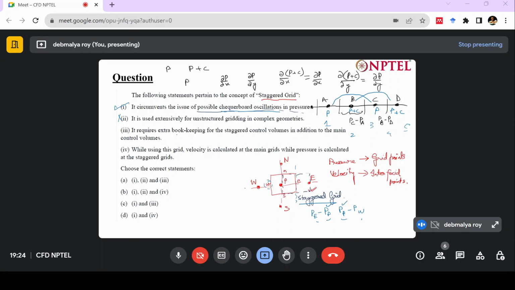It requires extra bookkeeping for the staggered control volumes in addition to the main control volumes. Now, this statement is true because we would need to understand where the staggered grids are, and we need to solve for the interfacial velocities. So extra bookkeeping will definitely be required.